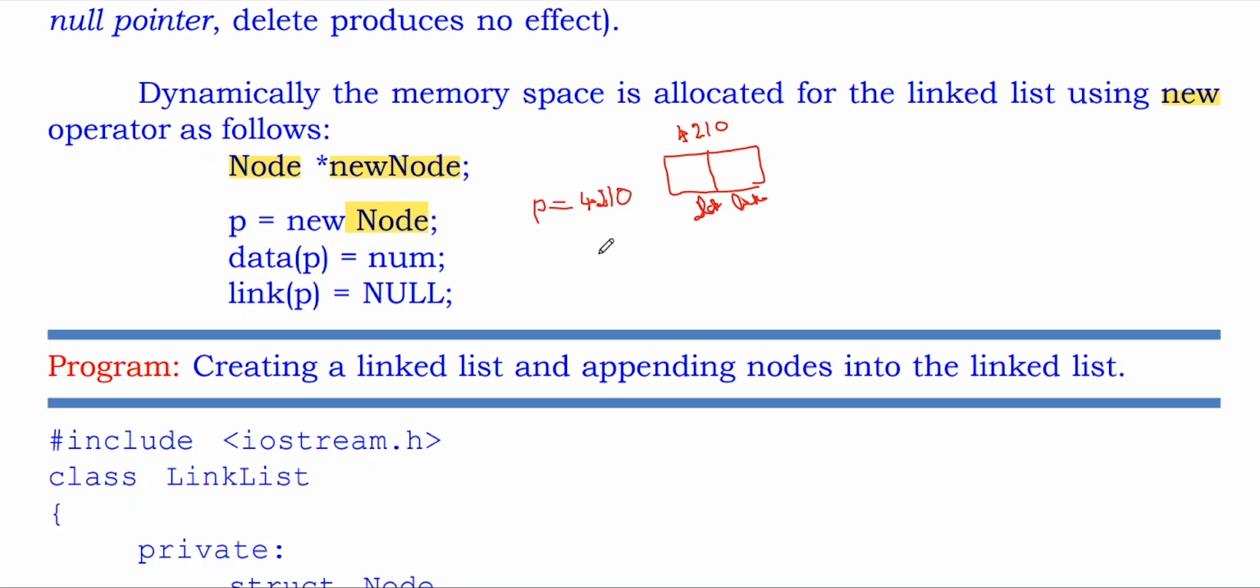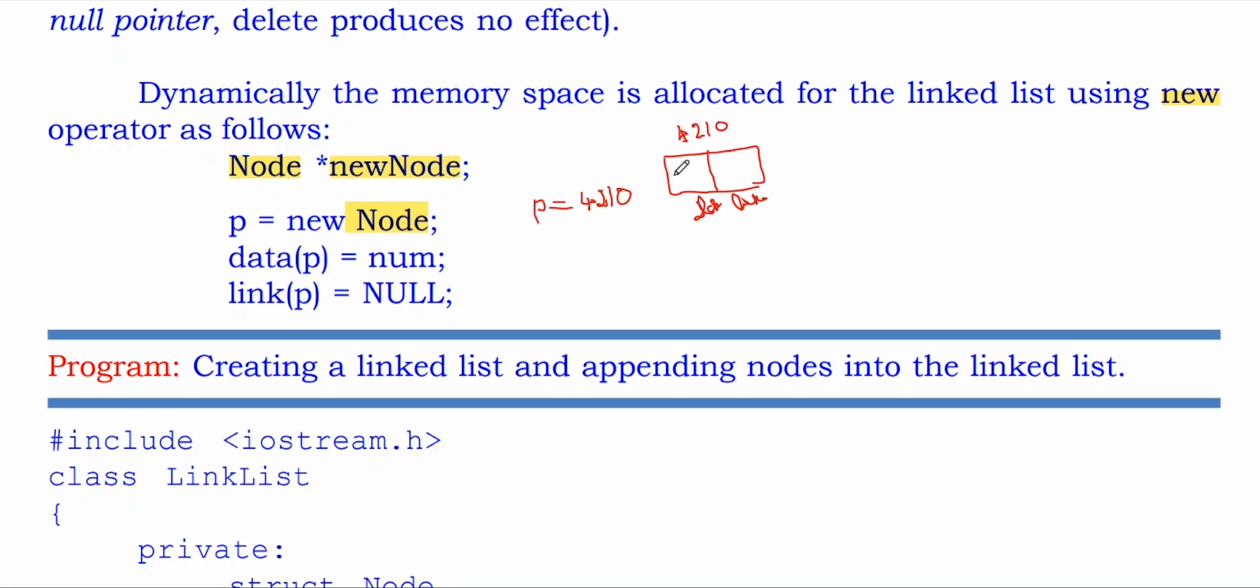So now we can work with this. The data field of P, you can use P arrow, that will give this memory. P arrow will give this one. So this is how this node dynamically creates a memory and that address is handed over to the P.